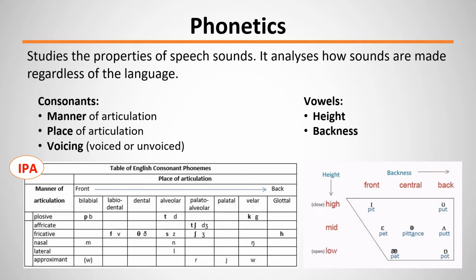For instance, the word pit will be high and front. We have the schwa sound in words like pittance, which is produced in the middle and central of your vocal tract. And then we have vowels that are produced in the back. We have words like put, pot, and pot.